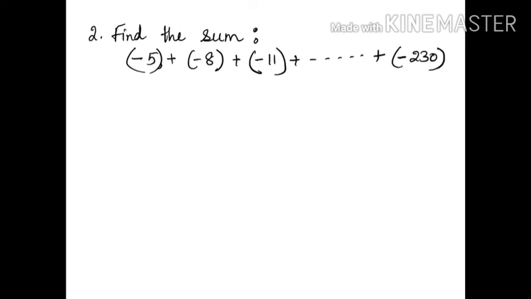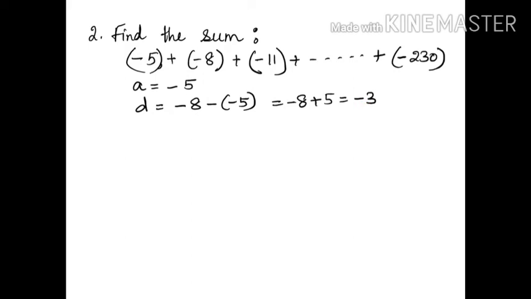Question number 2. Find the sum of these numbers. Is this an AP? It can be checked by finding common difference. The first term is minus 5 and common difference is minus 8 minus minus 5, which is equal to minus 8 plus 5, which is equal to minus 3. Subtract minus 8 from minus 11 and you will get minus 3, which means this is an AP.